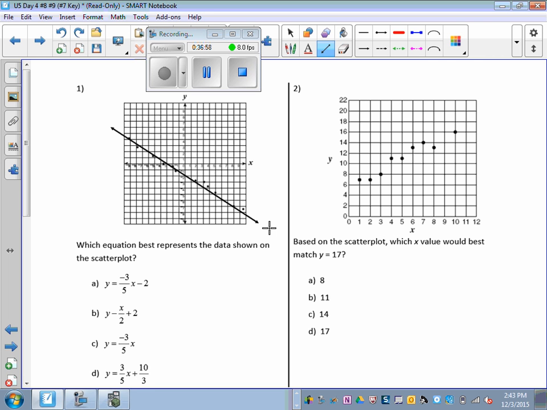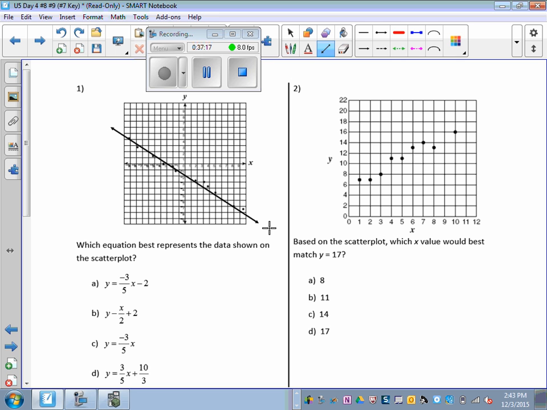So what you want to do is draw a line that goes through the dots nicely. You don't have to connect each dot, but draw a line that goes through it. Okay. Again, it doesn't have to be perfect. We're trying to get an idea of what this looks like.